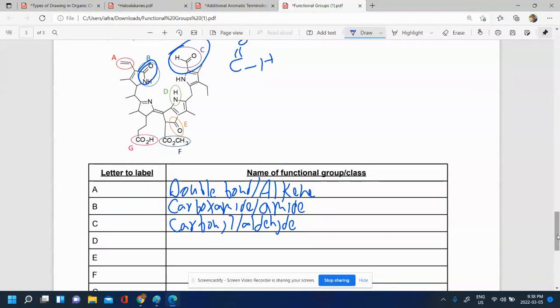For D, it looks like we have just straight up nitrogen, so an amino group or an amine group, you can call it, which would make you an amine. There's actually another term for an amine in a ring, but we're not really going to see that this year. Here we have a carbonyl group for E, carbonyl, but it's in the middle of a chain, so that would make that a ketone.